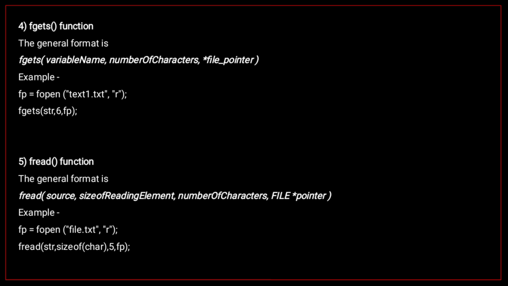Next function is the fread function. The general format is fread(source, size of reading element, number of characters, file pointer). This function is used to read a specific number of sequence of characters from the specified file which is opened in reading mode. Now see this example: fp = fopen("file.txt", "r"); This is the text file, and r is the mode of the file. Then we use this function fread(str, sizeof(char), 5, fp); This is the use of the fread function.